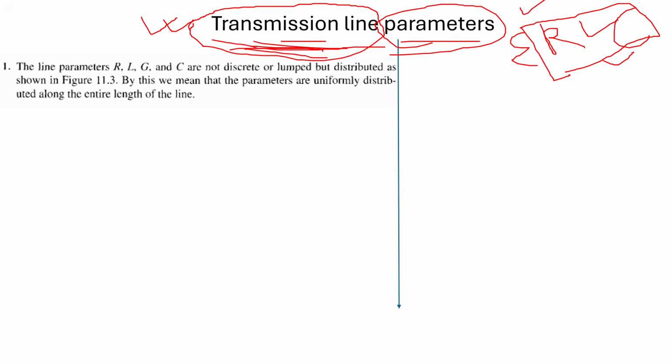So for the line parameters, we are considering resistance, inductance and conductance. Conductance is nothing but equal to 1 by R. So this is also one of the parameters that we are going to consider, right? And then capacitance, of course. These are not discrete or lumped but distributed, as shown in the figure.